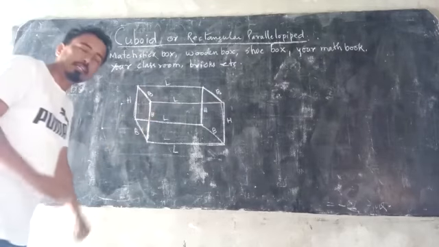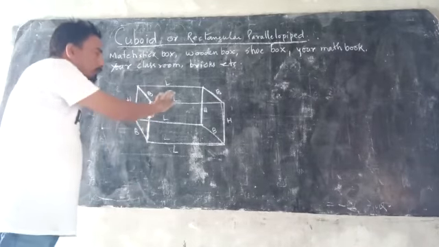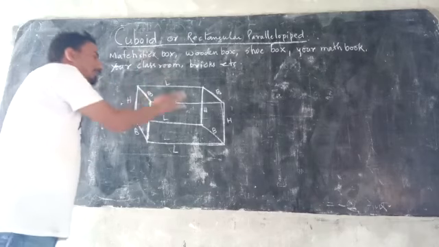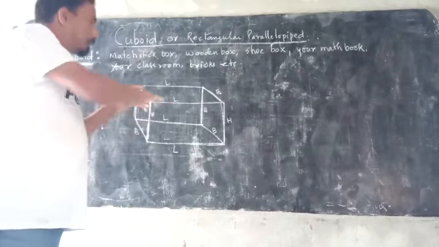Now we will discuss the surfaces. Altogether 6 surfaces, and each surface is a rectangle. Each surface is a rectangle.